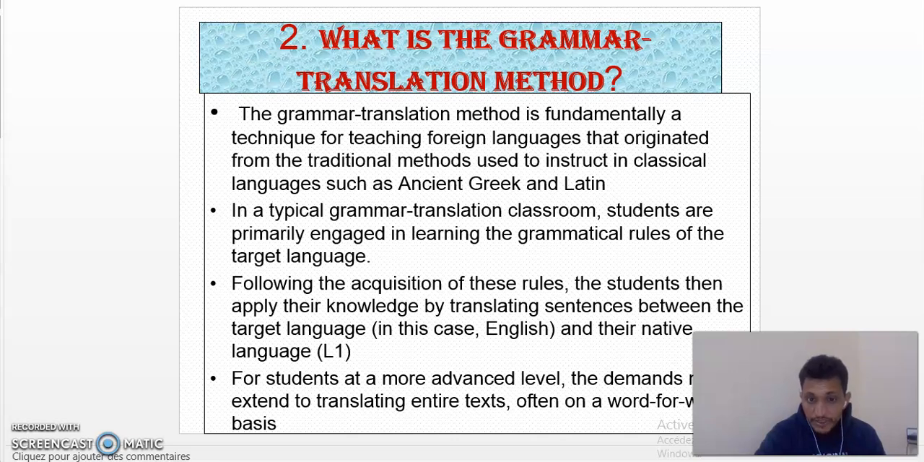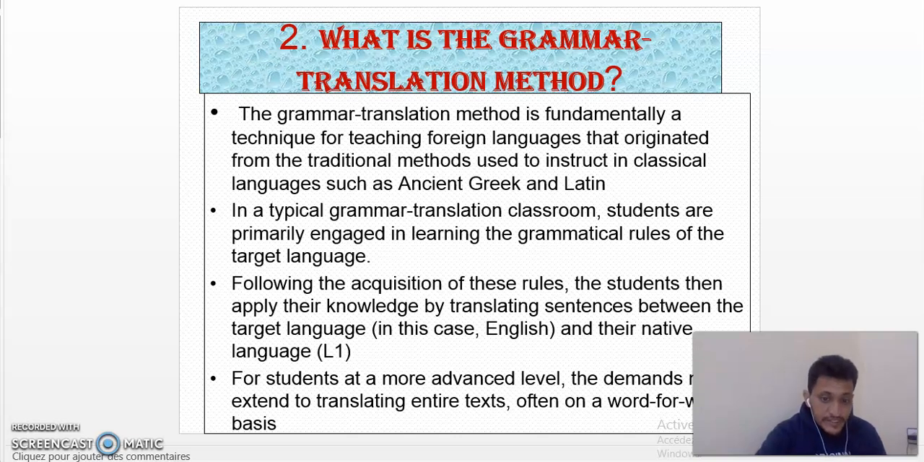In a typical grammar translation classroom, students are engaged in learning grammar rules of the target language. So, one of the features of this approach is that learners are engaged in learning grammatical rules. Following the acquisition of these rules, students then apply their knowledge by translating sentences between the target language, in this case English, and their native language.